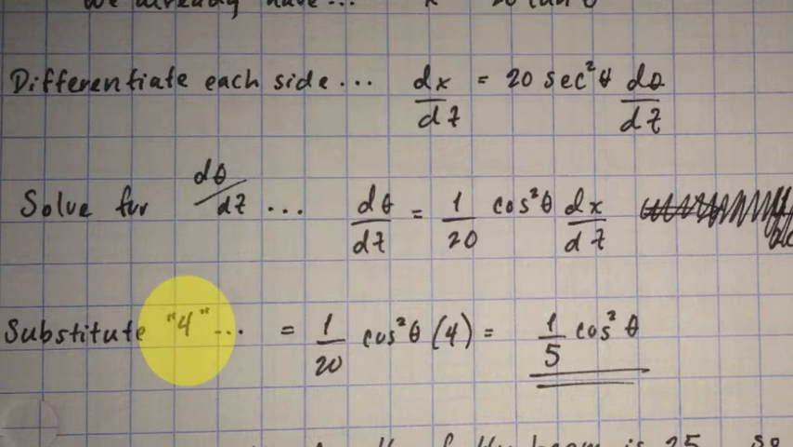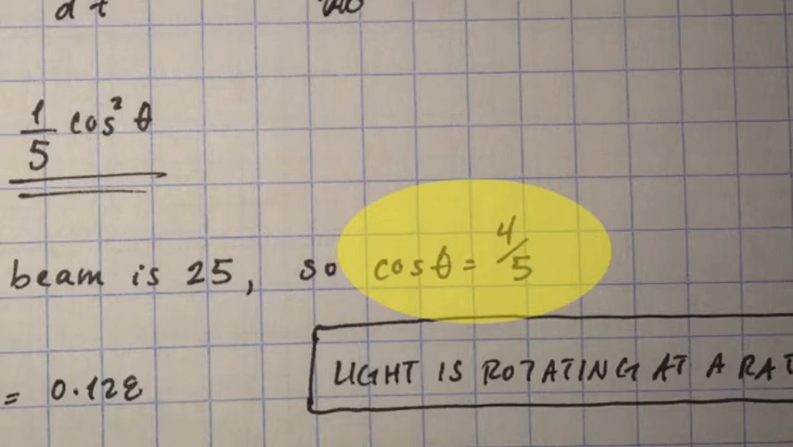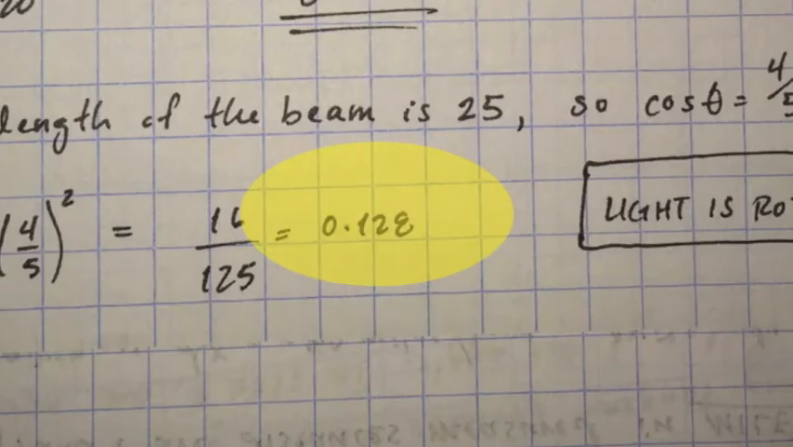After we substitute the value 4, we get 1/5 times cosine squared of theta. Now, when x equals 15, the length of the beam equals 25, so cosine theta equals 4 over 5. When we plug it in, our final answer is that the light is rotating at a rate of 0.128 radians per second.